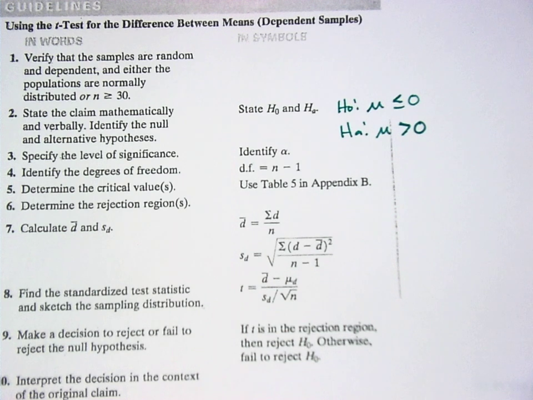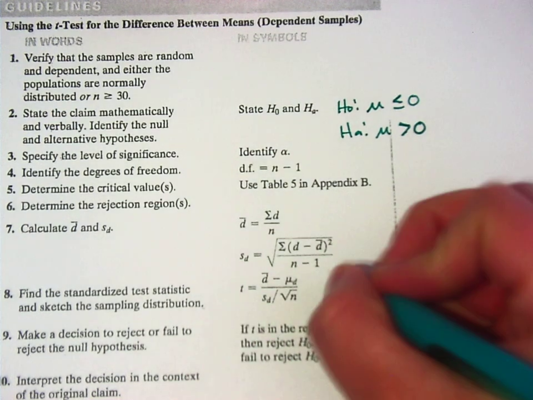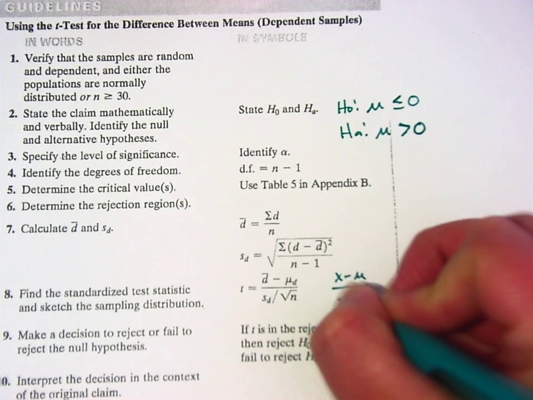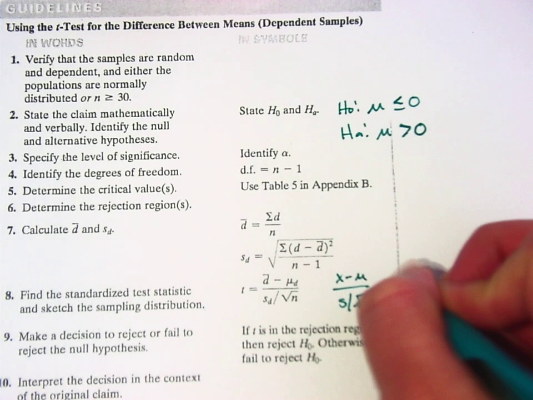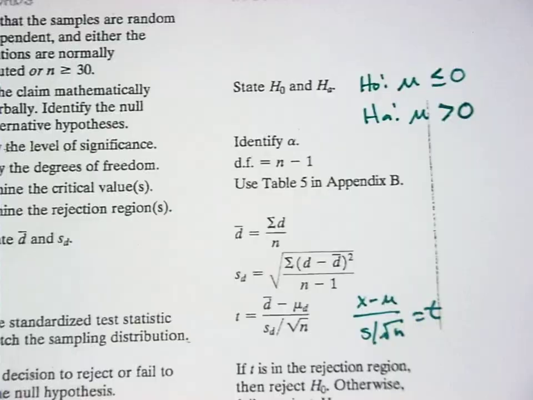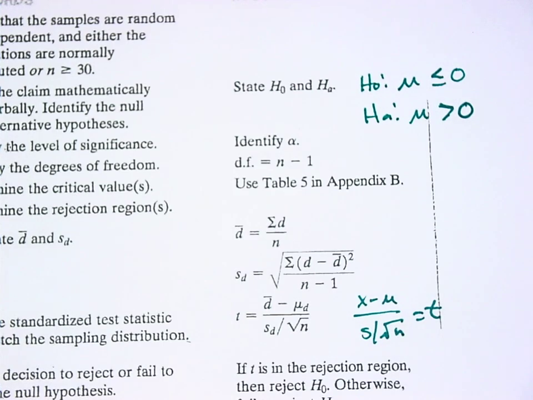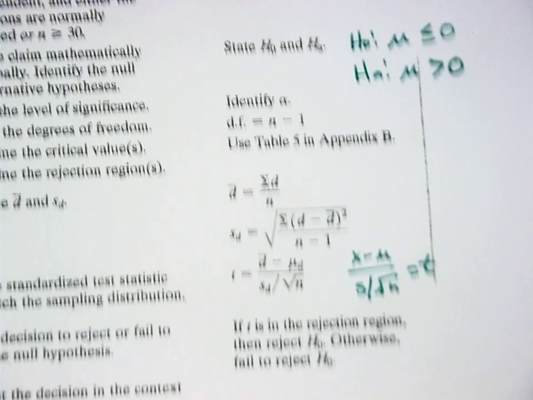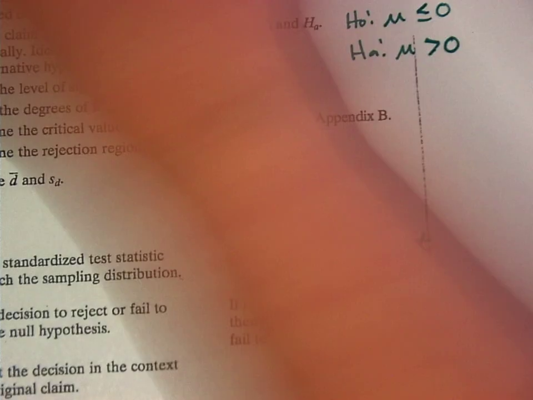Degree of freedom is n minus 1. Critical values, that's the edge of your rejection regions. D bar, s sub d. I think we're just going to do all of this together. This is actually just like, do you remember the x bar minus mu over s divided by the square root of n? That was for t. It's exactly the same thing. D bar is just the differences. So D bar, differences, mu sub d, s sub d, square root of n. It's all the exact same thing. Okay, so we're going to just try this.